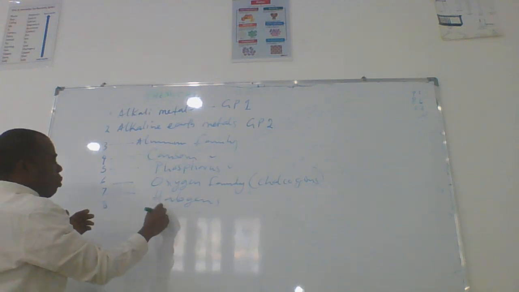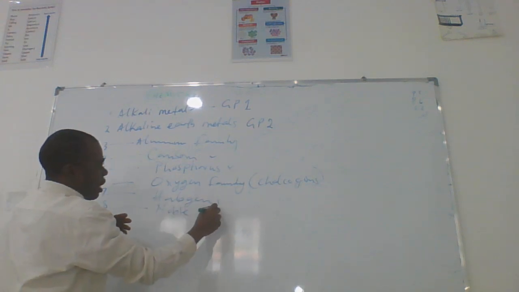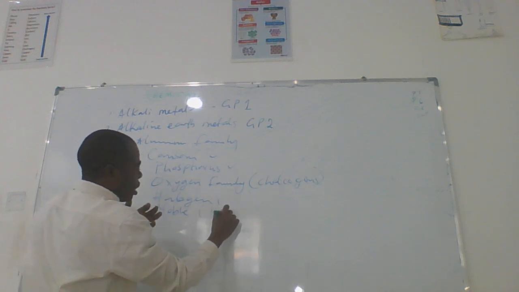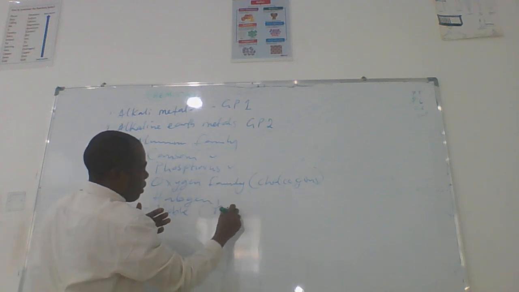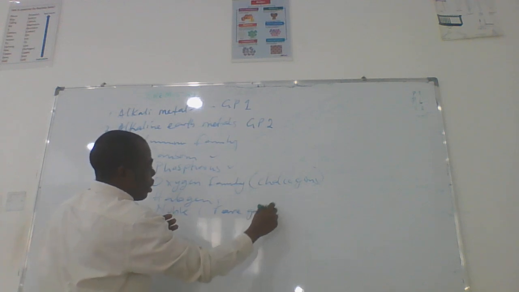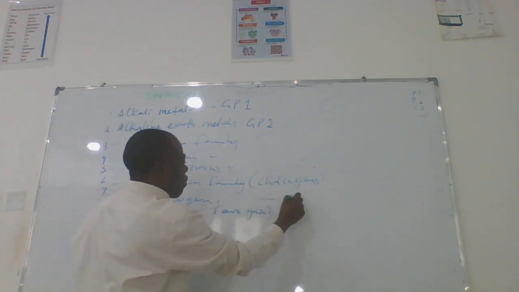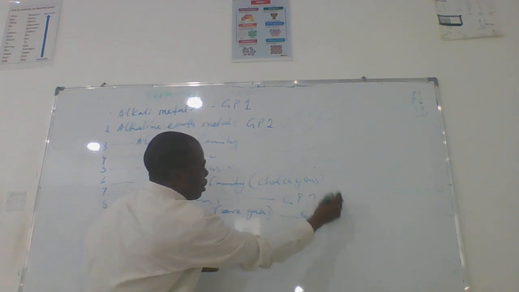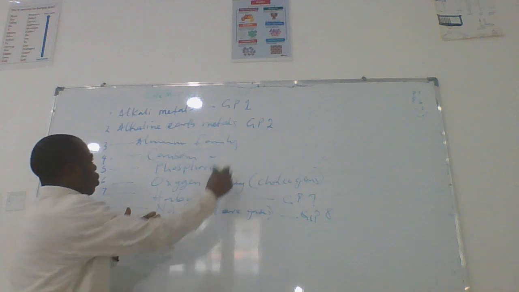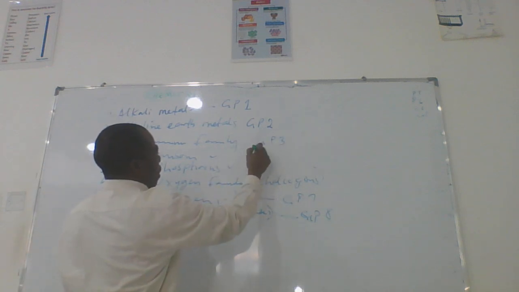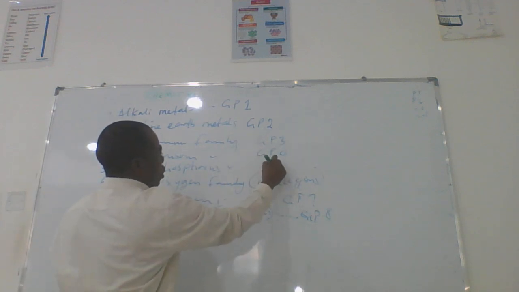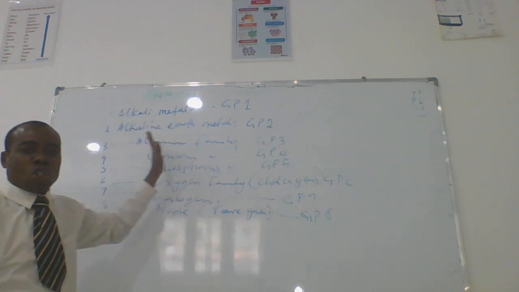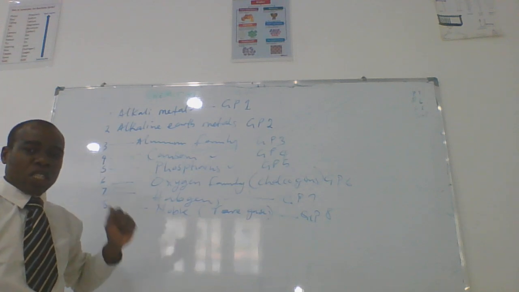Okay. Now group 7 we have the halogens, that's the chlorine family. Then we have the noble gases, these are the rare gases. Just say they are inert elements, rare gases. Now, so these are what? This is group 7, and here is group 8. So this is group 3, this is group 4, and group 5, and then group 6. So this is just a short breakdown of the periodic table.